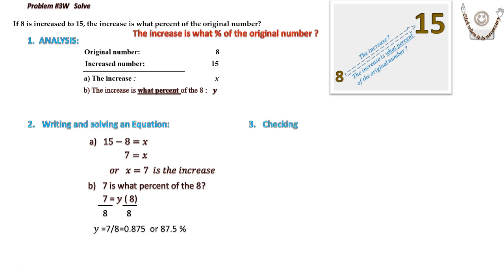When we are checking, we have to replace y by the corresponding number and check, is the right side equal to the left side or not? If you use your calculator, you will see that 7 equals 7, and you can answer the question. The increase is 87.5%.